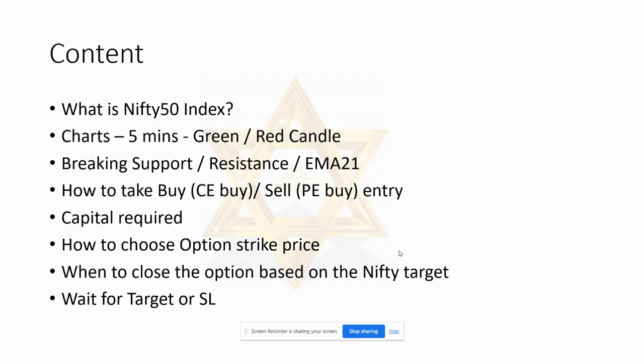The content for today's video would be: what is the Nifty 50 index, and how do we see how the data or the price is moving, and what kind of actions are being performed, and what is support and resistance, and then how we work with EMA 21. What is EMA 21? And when I say buy or sell, what you are supposed to do with the options, and how much capital is required for this trading, and then the strike price selection. If somebody is trying to trade, which strike price should be selected for the option to buy or sell.